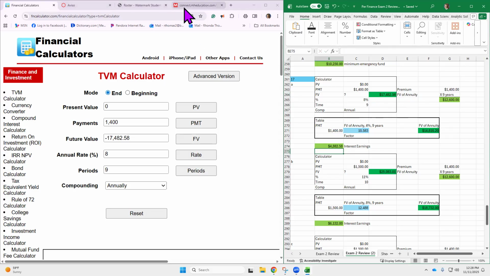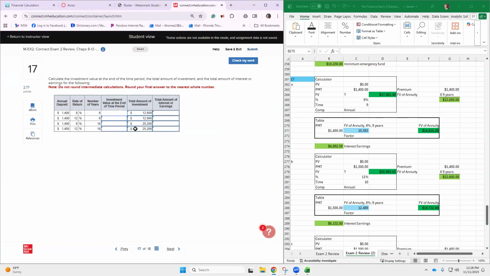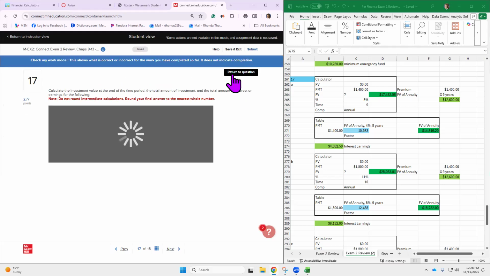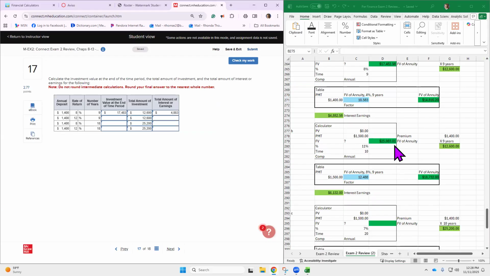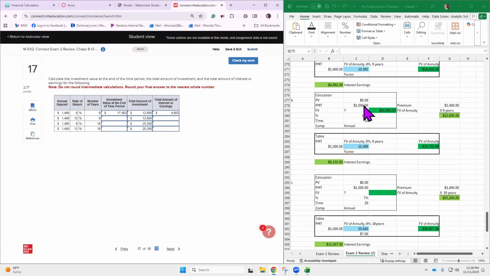So let's put that first one in. My first one is 17,482.58, and my total interest earnings is 4,882.58. So you can check it. It's just a matter of putting it in and then subtracting. My next one again is 1,400, but this time it is at 12% for 9 years.